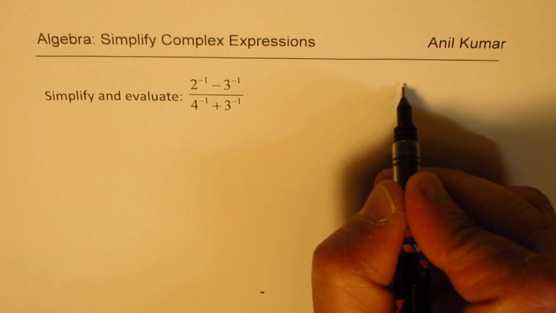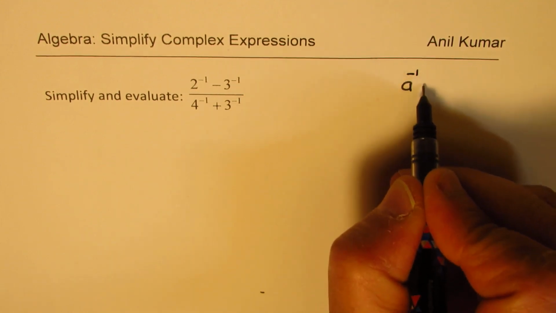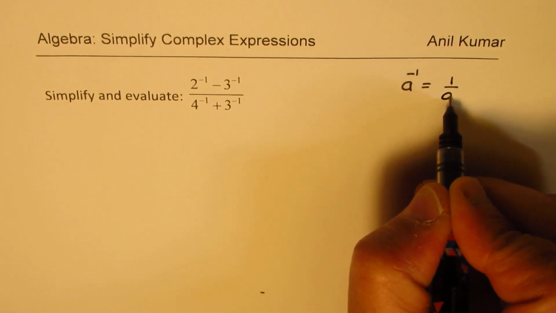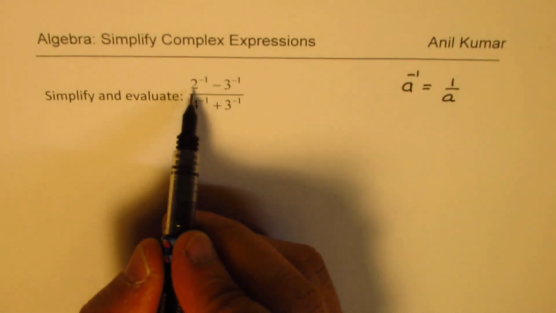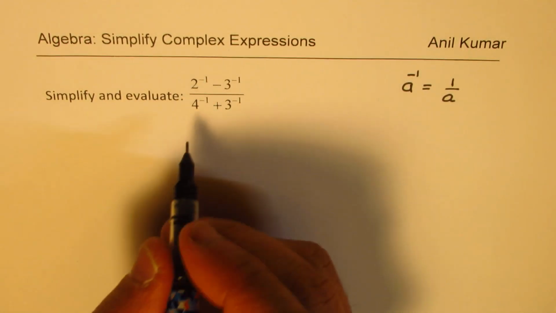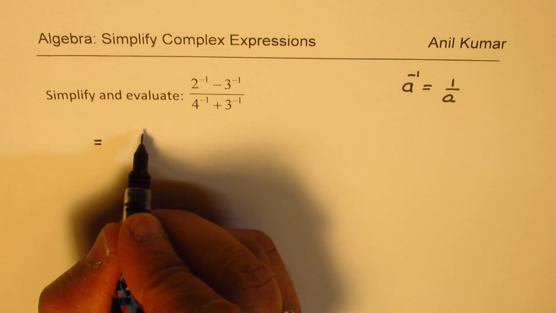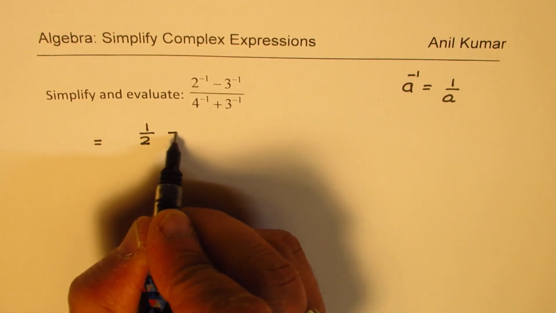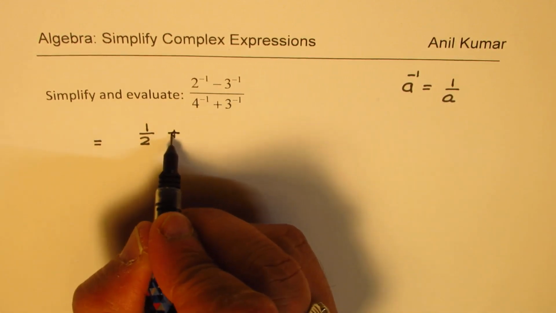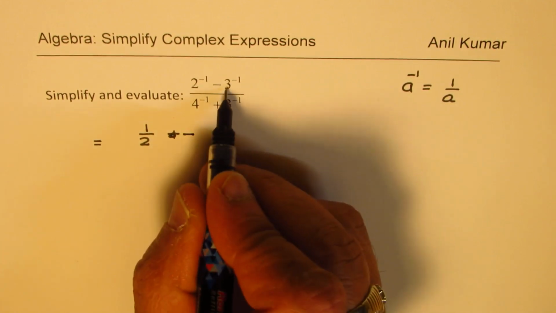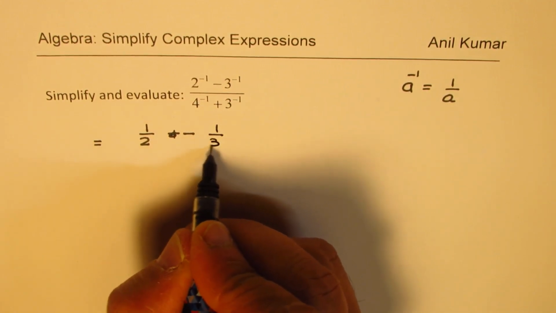So let's recall, if you have a to the power of minus 1, it really means 1 over a, correct? That's what it means. So 2 to the power of minus 1 means 1 over 2. So let me rewrite this expression as 1 over 2 minus, sorry, there is a minus in between, 3 to the power of minus 1, which will be 1 over 3.